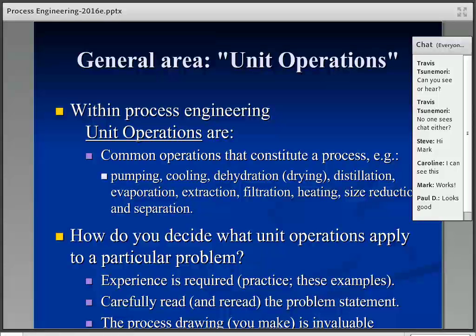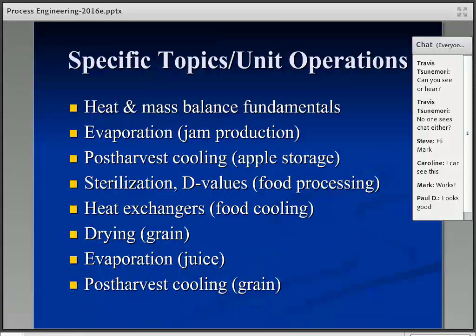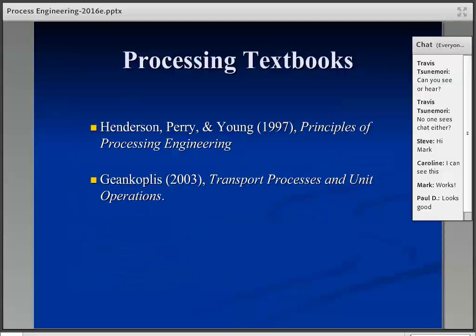Carefully rereading the problem. If you go too fast, start off on the wrong thing, you'll be in trouble. So general advice is always valuable. And with these kinds of problems, like most of them, starting off with the drawing of the process really clarifies what's going on, and what you know and what you need to know usually. Okay, this is a list of specific topics I'm going to cover. I'll just move here. There's a couple of textbooks that are particularly relevant to this.